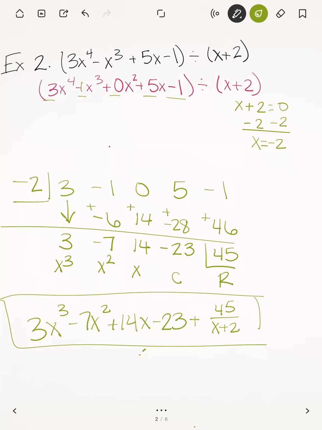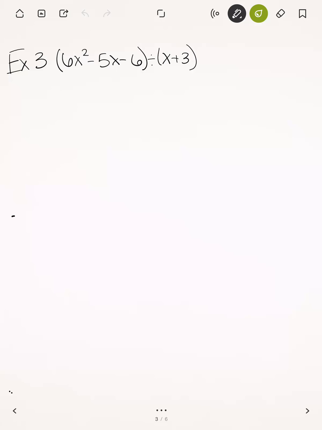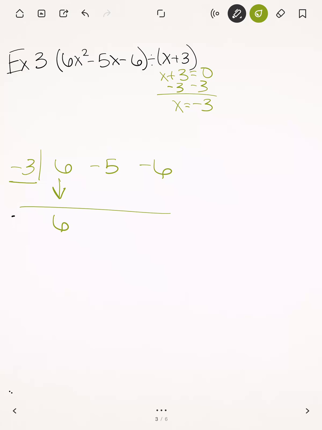Moving on to example 3. I have 6x squared minus 5x minus 6, divided by x plus 3. So I take x plus 3, set it equal to 0, subtract 3 from both sides, and get x equals negative 3. That goes in my half box. I look at my dividend. It's in standard form and I'm not missing anything, so I bring down my coefficients: 6, negative 5, negative 6. Leave a space, draw a line, bring down my 6.